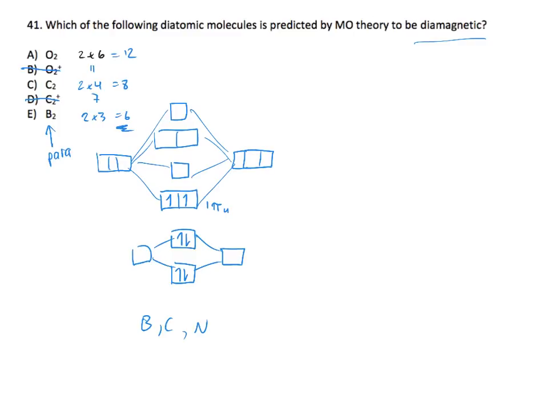Carbon 2, which is option C, has 2 more electrons than boron, and I'm going to change the color here to red so we can tell them apart. Adding 2 more electrons pairs those unpaired electrons, and so for C2, all electrons have a partner, and therefore that compound is going to be diamagnetic.